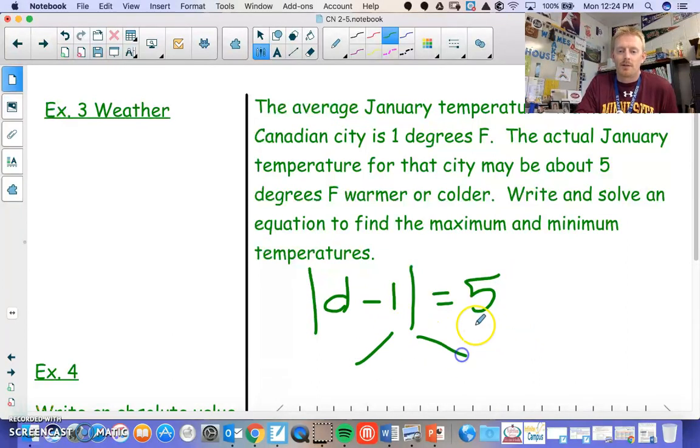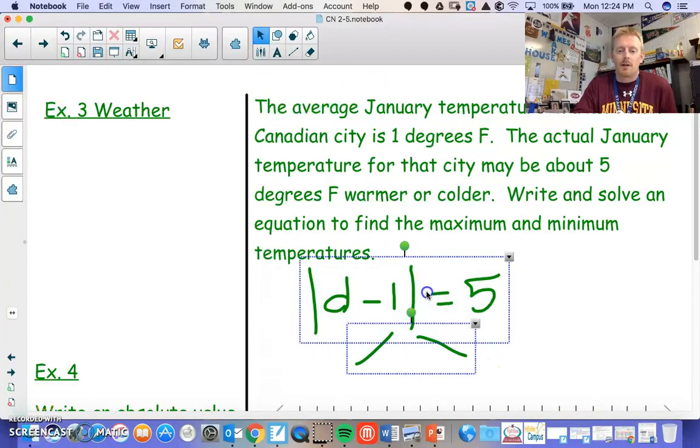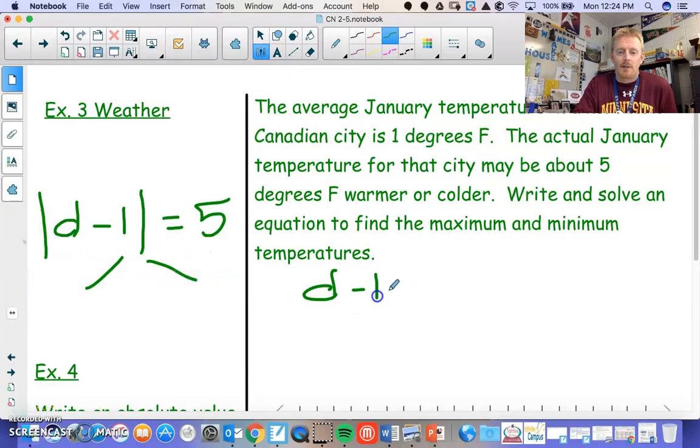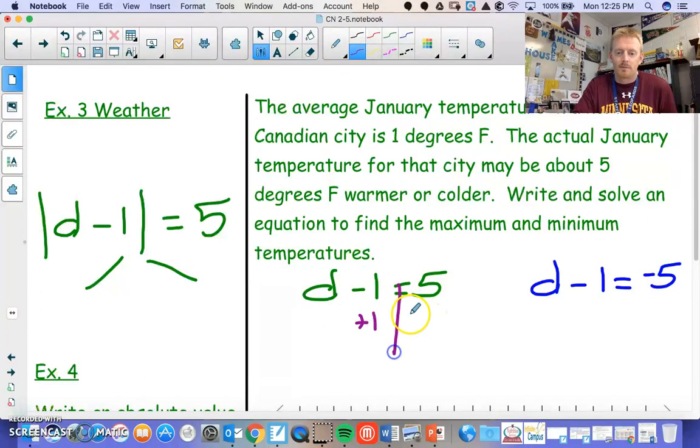So the situation here, folks, is this is going to become a positive 5 and a negative 5, because that's our two situations. So I'm going to take all that stuff over here. This is the original equation that we wanted, and we're going to make two situations happen from it. So we have d minus 1 equals 5, and we have d minus 1 equals negative 5. We're going to solve both those equations by adding 1 on both sides of both equations.